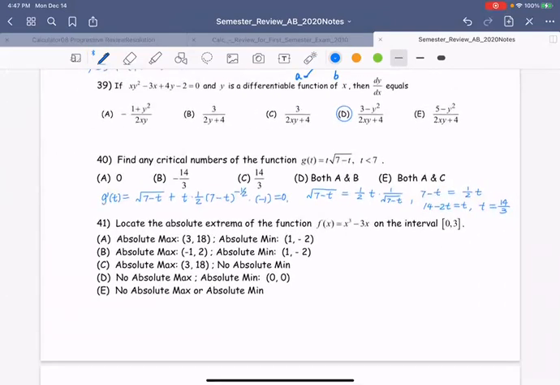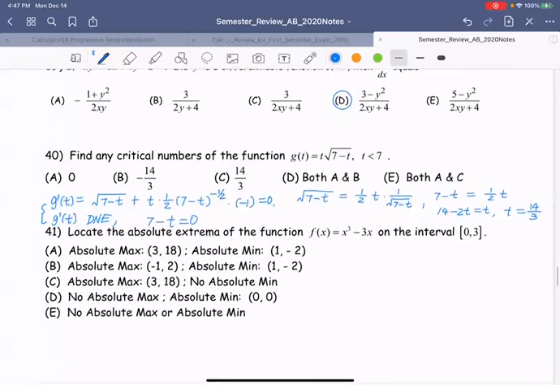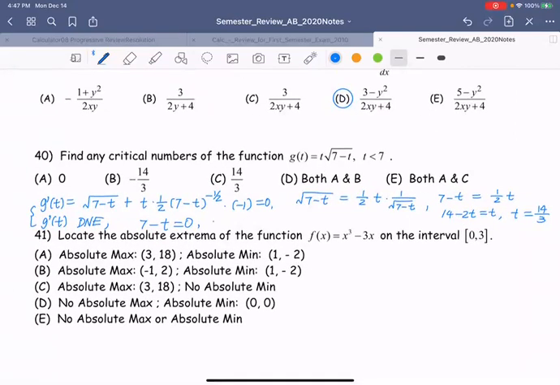But critical number doesn't mean only your first derivative equals 0, because it means both. It means that guy is 0, or it means that guy doesn't exist. Who makes that guy not exist? It's a location where the denominator is equal to 0. So that's 7 minus t equals 0. Correct? Oh, but they said t less than 7, so this will not work, okay? So don't worry, but 7 is not even an option. So it's C, right?